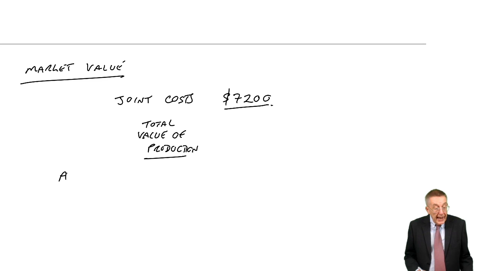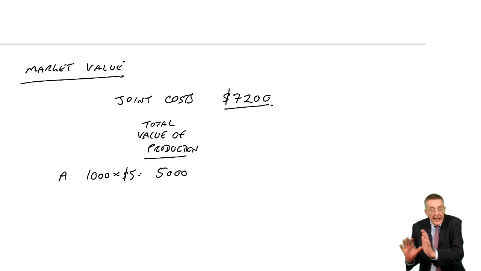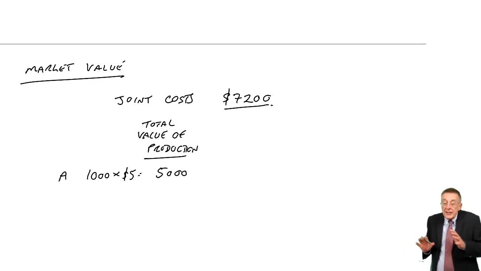And so where are we? A, we produce 1,000 kilos. Its selling price is $5. And so what's coming out of our tank is $5,000 worth of A.